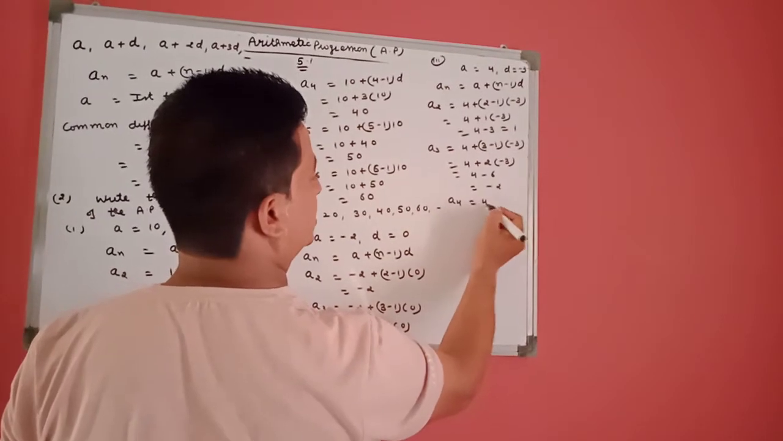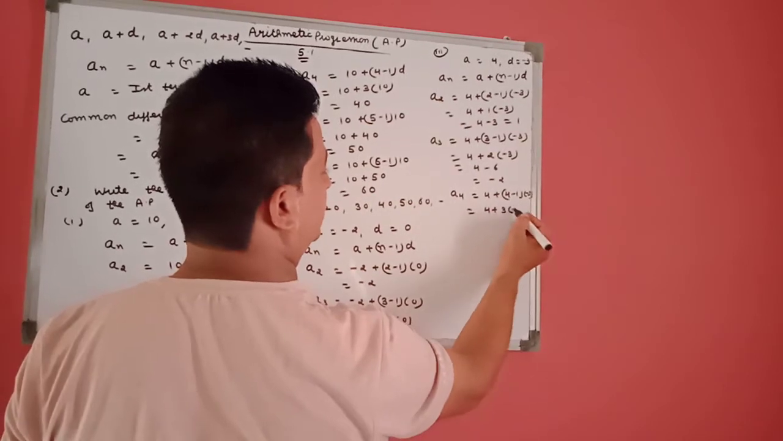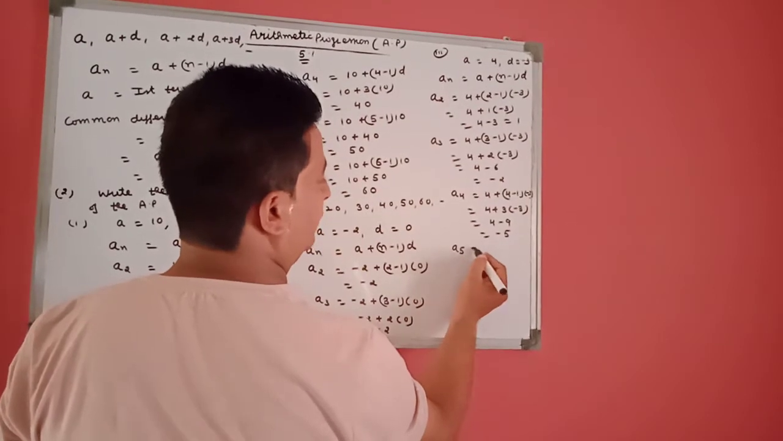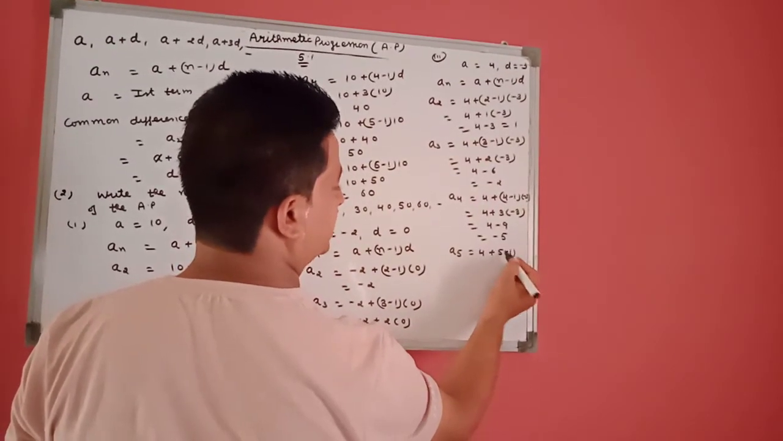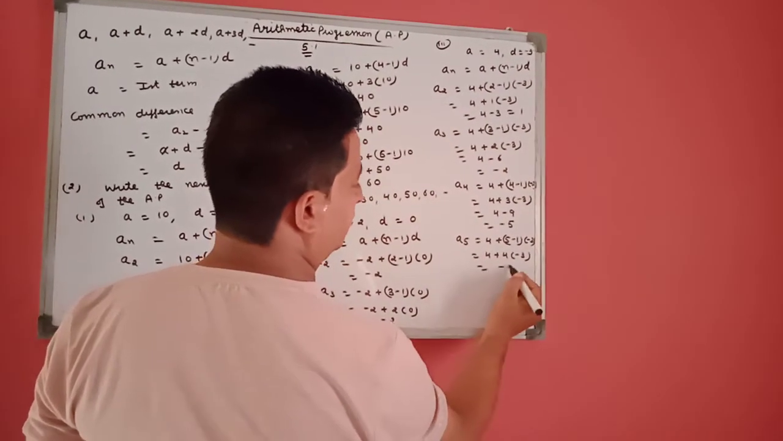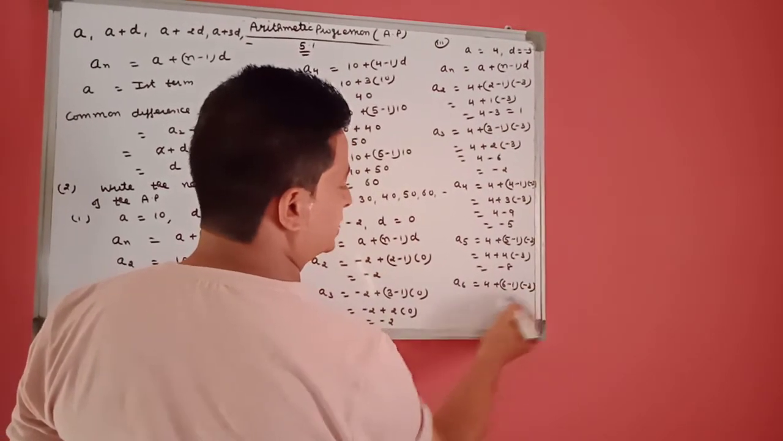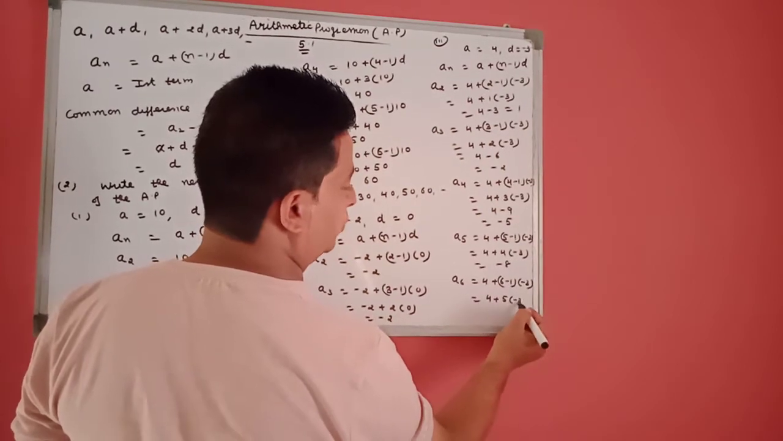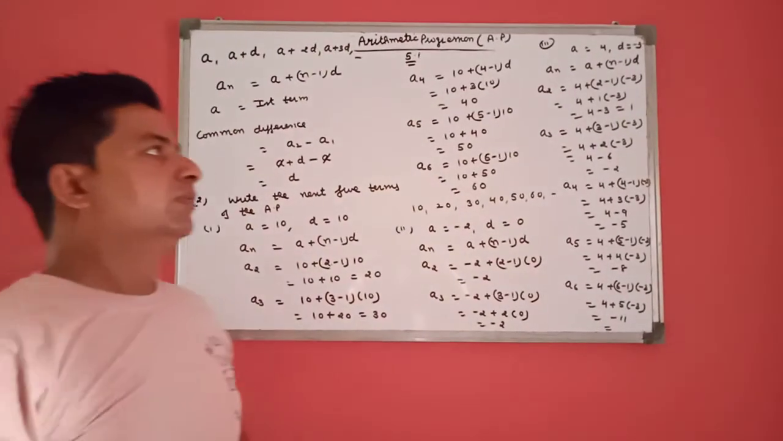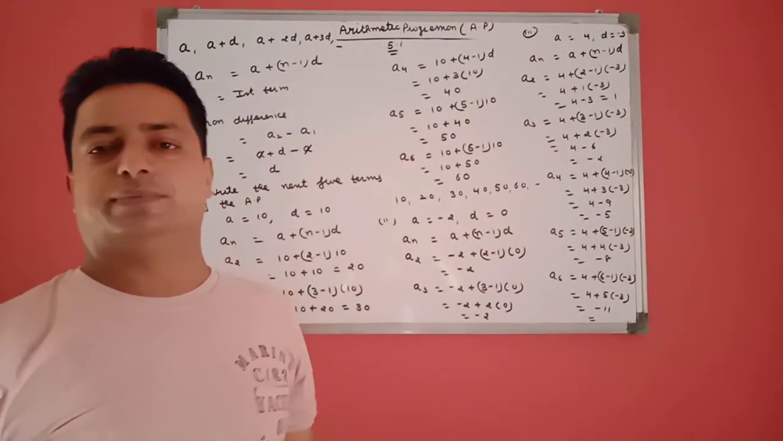When we put n equal to 4, then the given series is 4 plus 3 into minus 3, 4 minus 9, the fourth term is minus 5. When we put n equal to 5, the fifth term is 4 plus 4 into minus 3, minus 8. When we put n equal to 6, then the sixth term is 4 plus 5 into minus 3, that's minus 11. So the AP is 4, 1, minus 2, minus 5, minus 8, minus 11.